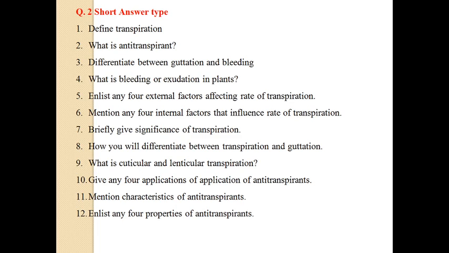Then the short answer type questions: define transpiration, what is an antitranspirant, give the difference between guttation and bleeding, what is bleeding or exudation in a plant, list any four external factors affecting the rate of transpiration, mention any four internal factors that influence the rate of transpiration, briefly give the significance of transpiration, how will you differentiate between transpiration and guttation, what is cuticular and lenticular transpiration, give any four applications of antitranspirants, mention the characteristics of antitranspirants, and list any four properties of antitranspirants. Students, these are the short answer questions.